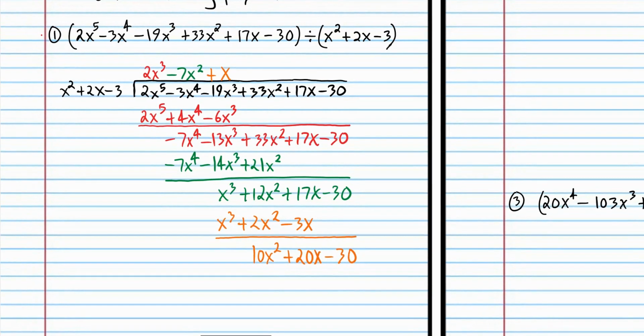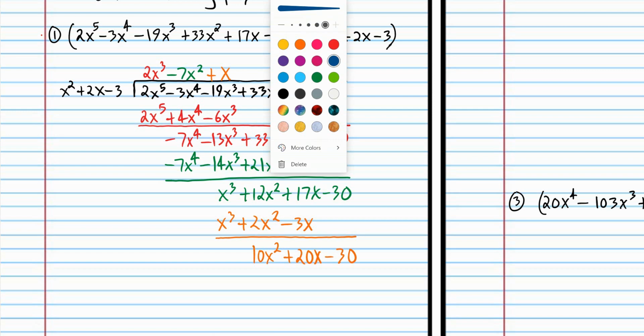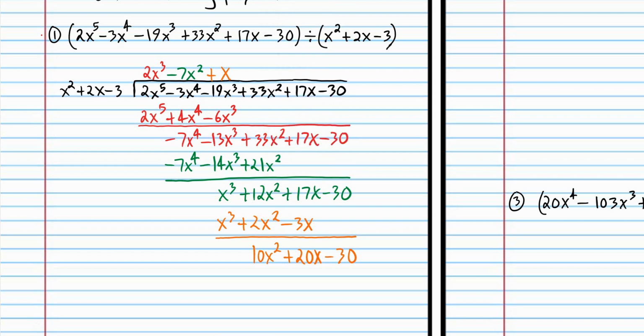Maybe we can go to, what color should we use? Purple. Again, step number 1, same thing. X squared, this first term in the divisor, x squared times what is equal to 10x squared.